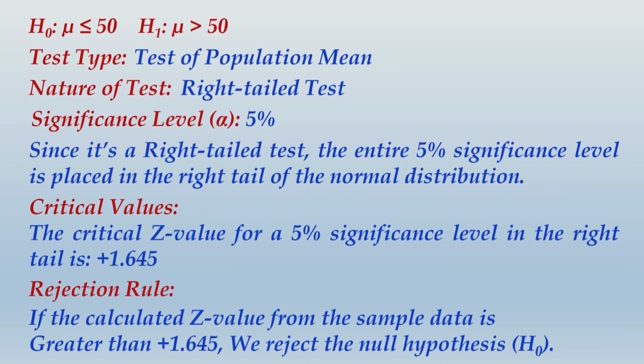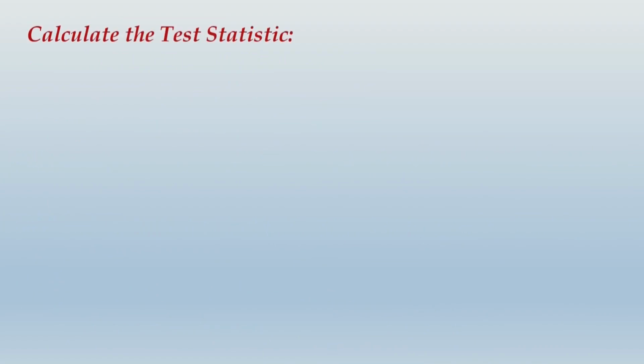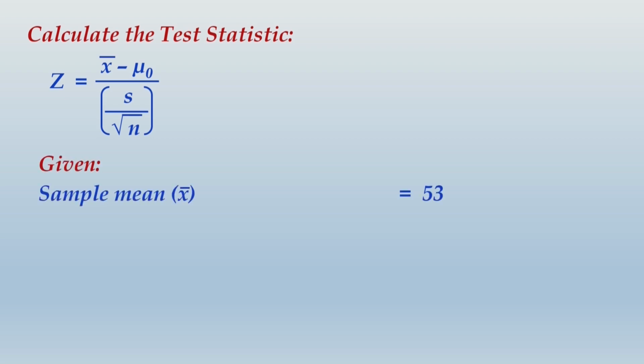Alright friends, once you have completed writing this much, let us move ahead and continue further. Calculate the test statistic. So exactly the way you computed earlier, it is x bar minus mu 0 divided by standard error. Standard error will be computed by taking sample standard deviation divided by the square root of sample size, that is s by square root of n. So all the values are given to you in the example.